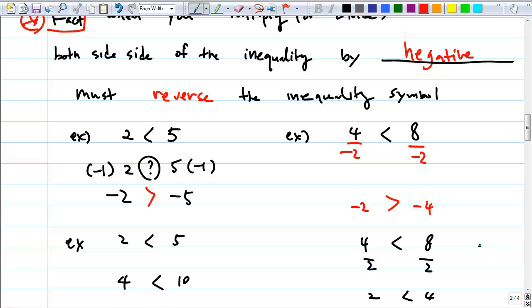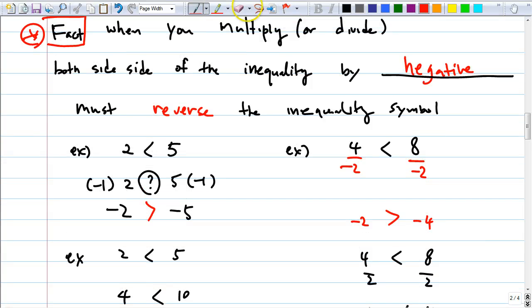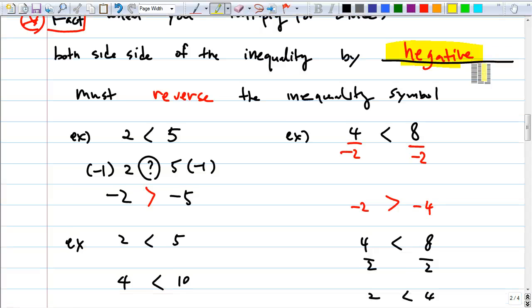What about addition and subtraction? Do we even have to worry about those? No, it doesn't matter. If you add or subtract the same number to an inequality, whatever was the greater side will still be greater. It doesn't change. The only time it changes is when you are multiplying or dividing by what kind of number? A negative number. Does that make sense? So knowing this, let's do a problem.